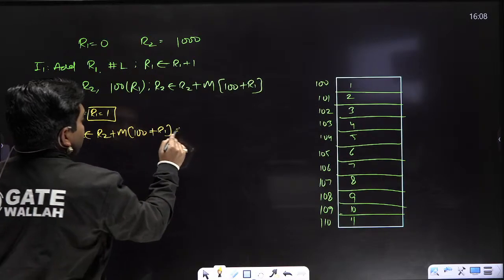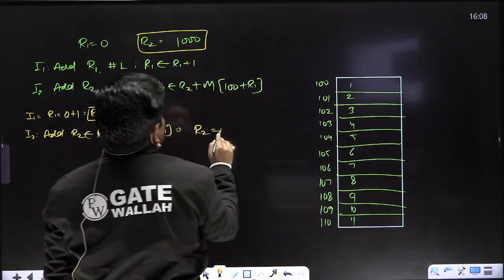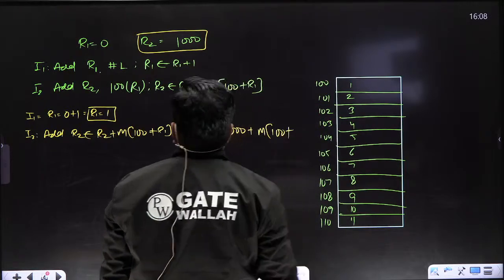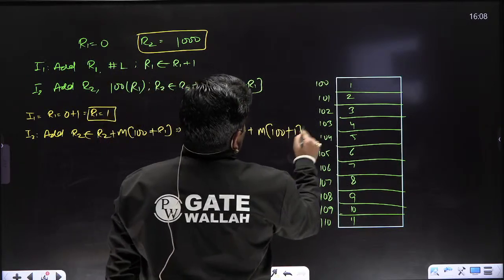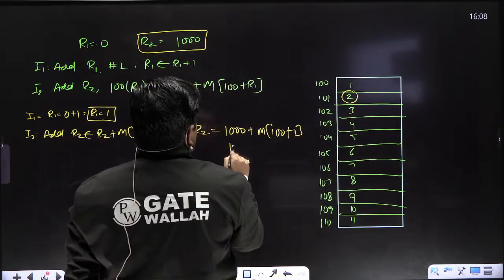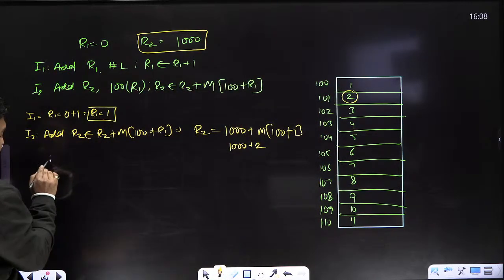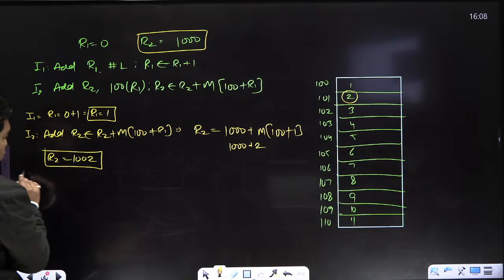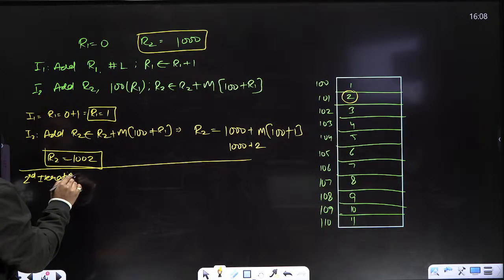What is the meaning? What is the value of R2? 1000. 1000 plus memory location 100 plus R1. What is the value of R1? 1. So memory location 101, you will get 2. So 1000 plus 2. What is the value for R2? You are getting 1002 for the first iteration. And for the second iteration, what happened, my dear?